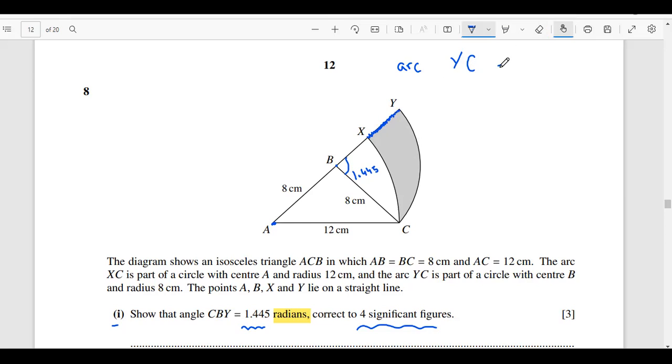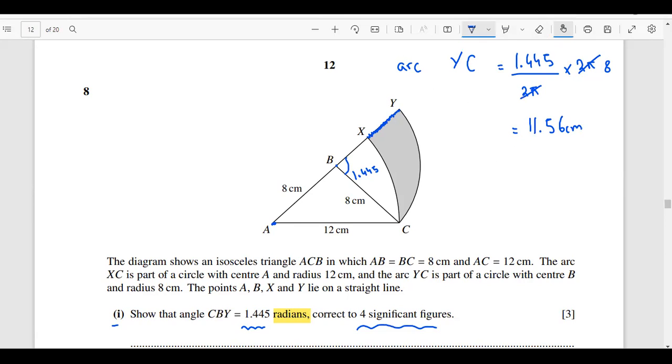We know the arc length formula. It is angle, that is 1.445, divided by 2 pi because it is in radians, multiplied by 2 pi r. So we can use the formula directly. 2 pi and 2 pi would be cancelled and this is going to be 8. Okay. So this would give me 11.56 centimeters.